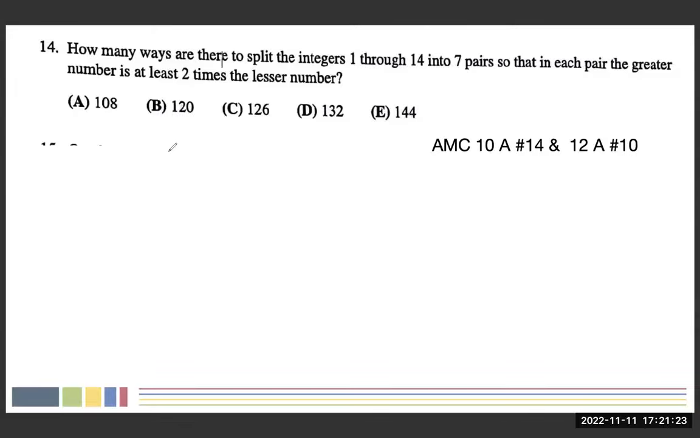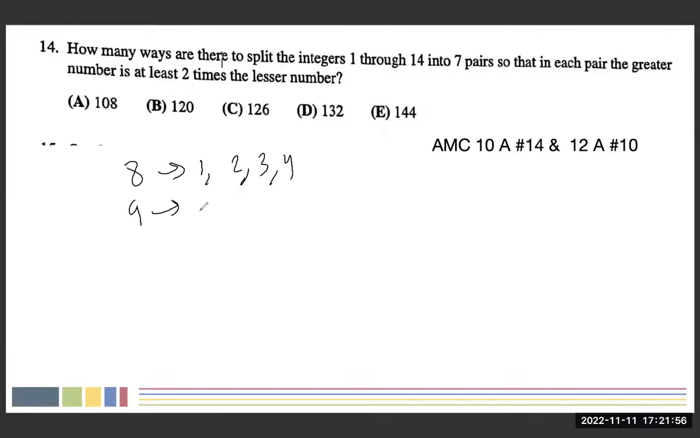What I mean is the numbers 8 and higher, 8, 9, all the way up to 14, because those numbers have to have numbers smaller than them, which really reduces the number of options. So let's try that. Let's start with 8. We can't have any of the numbers 9 through 14 pair with it because they're all greater than 8, but they're not at least 2 times 8, because 2 times 8 is 16, which is greater than 14. So it can only be paired with 1, 2, 3, and 4.